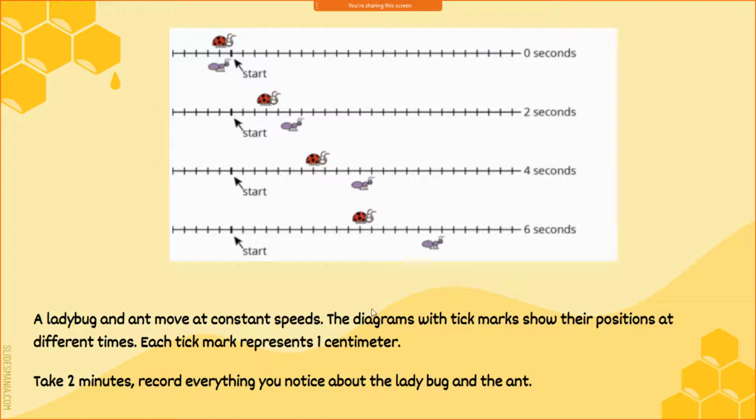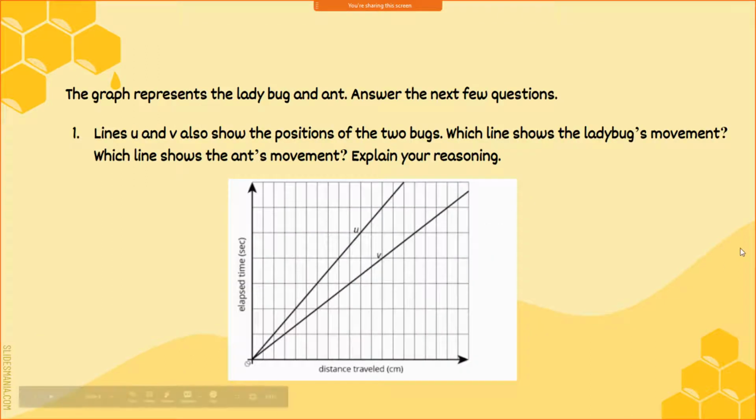Very good observations. So now I'm going to give you a graph for it. I'm going to tell you that lines U and V represent the two bugs. I want you to look at it and decide which one you think represents which bug. This is our distance traveled at the bottom. So this line represents distance traveled, and this line represents time. Which line do you think is which bug? Is U the ladybug or the ant? Is V the ladybug or the ant? Take about 1 minute to figure that out.